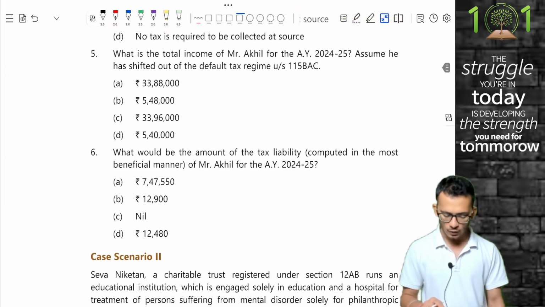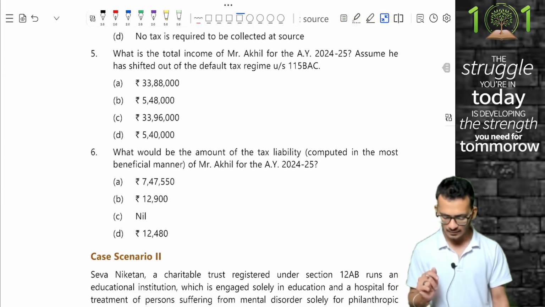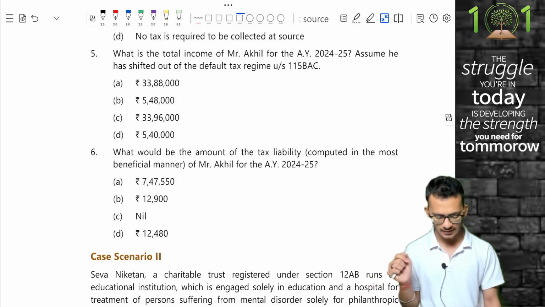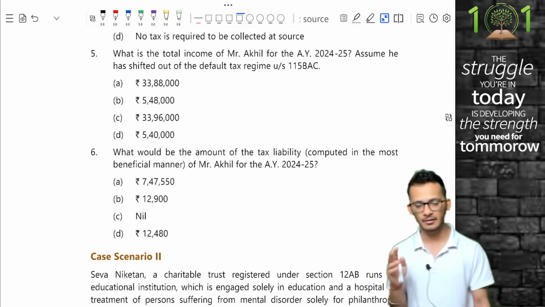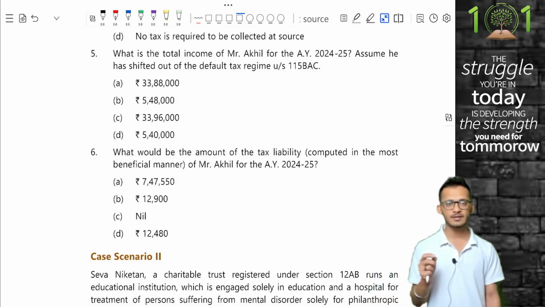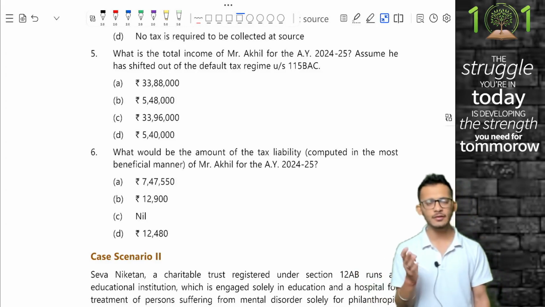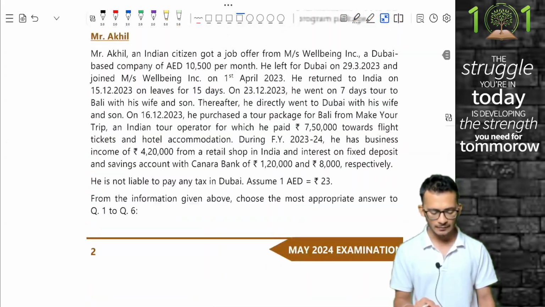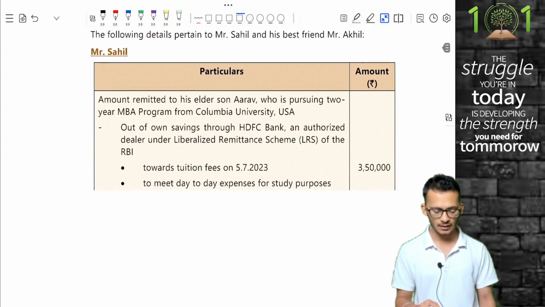Finally, what will be the total income of Akhil and what will be the tax liability of Akhil? Now in total income they're saying he's shifting out of the default regime. In tax liability they're saying do it in the most beneficial manner. So we need to check both for point number 6, which means for Sahil we don't need to do tax liability. For Akhil we need to do tax liability also. Keeping that in mind, let's now read the question and see where we get stuck.